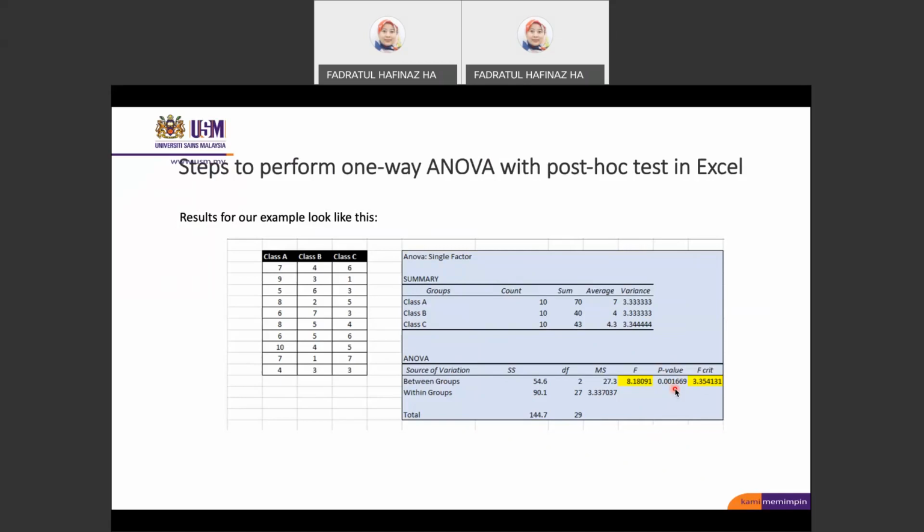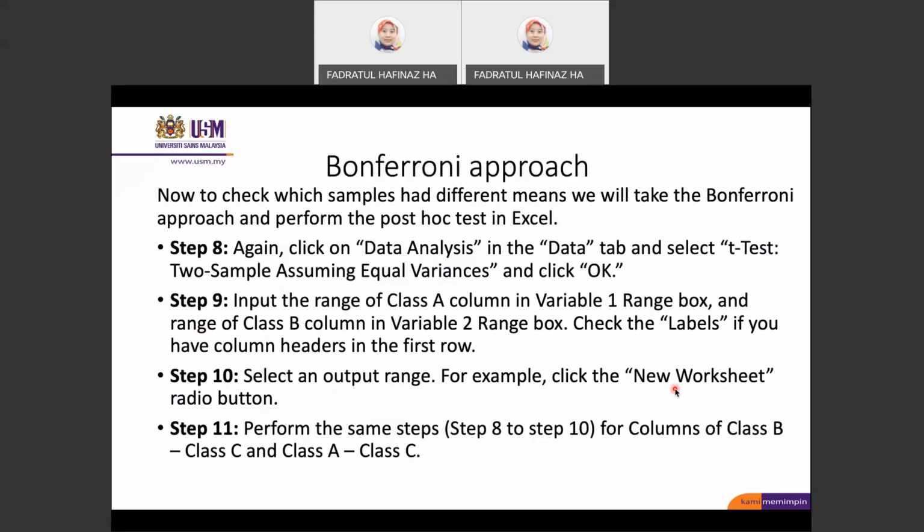There are various methods for finding out which samples represent two different populations. I will list some for you. The first one is the Bonferroni approach. Second, the least significant difference test. And the third one is Tukey's HSD. I'm going to show you only one technique, which is the Bonferroni approach. You can do it later in Excel based on the steps that I have stated in the slide, from step 8 until step 11.